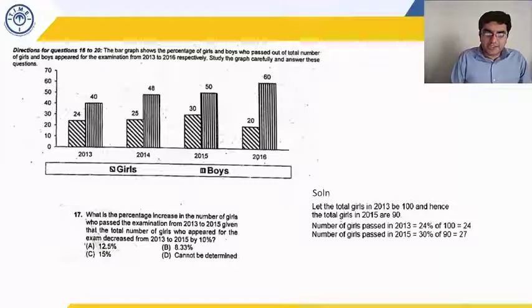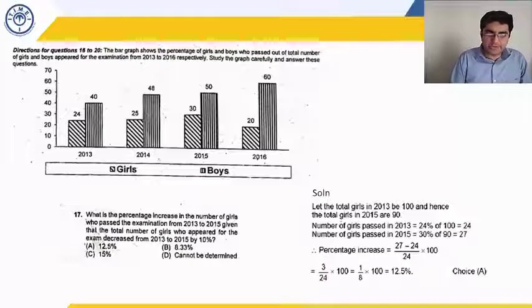So in 2013, 24 girls passed. In 2015, 27 girls passed. And the question is asking, what is the percentage increase in the number of girls? So you get (27 minus 24) divided by 24 into 100. That's 3 by 24, 1 by 8. That's 12.5%. So the value was not given. I assumed it and I was able to solve this question.